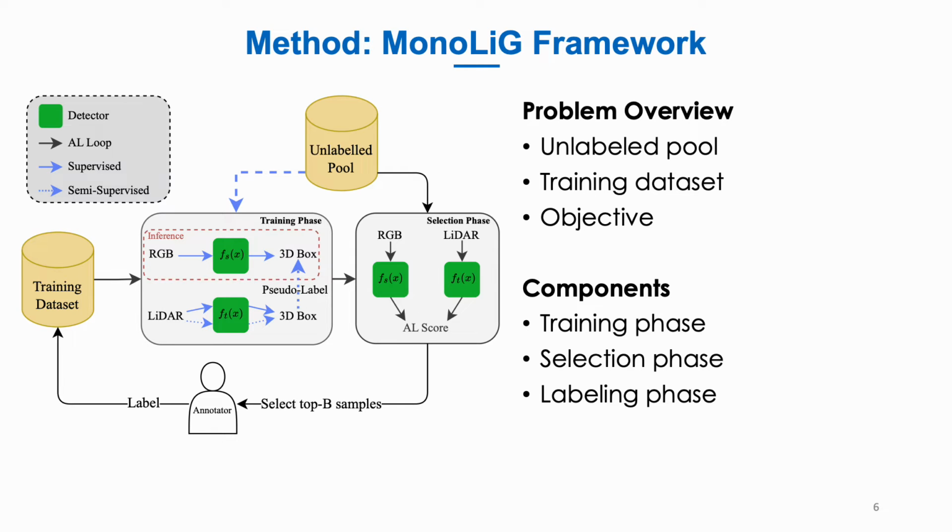And then during the selection phase, we select samples from the unlabeled data pool. The selected samples are then ranked and sent to the annotator, which labels the unlabeled samples with additional labels and adds them to the training set.